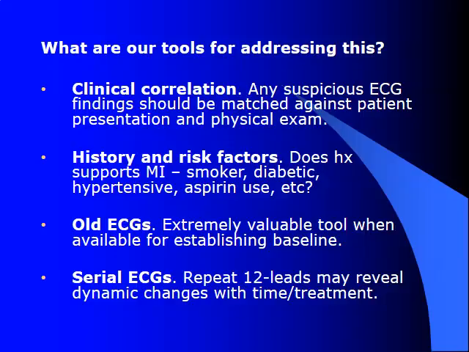Also, our history and risk factors. Is the patient a smoker, diabetic, hypertensive, etc.? Not always available, very rarely available, is a copy of old ECGs. These are extremely valuable whenever we're looking for a baseline. If we see the patient's ECG that they have at home from their cardiologist is really similar to ours that we're getting, then they're probably not experiencing an acute event.